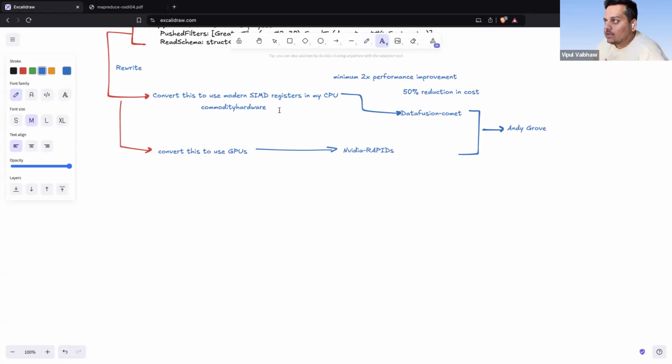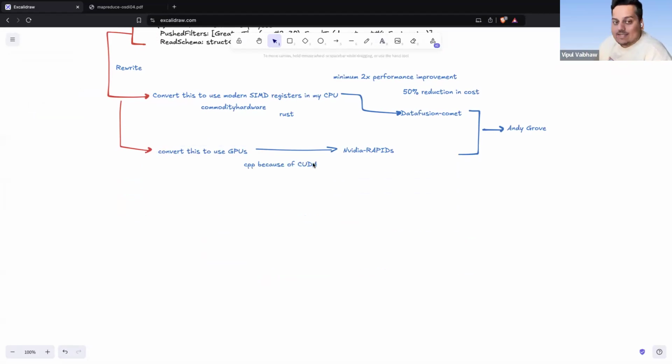Oh, by the way, this project is in Rust. This is CPP because of CUDA. CUDA itself is a low-level programming language, and I have a brilliant talk.